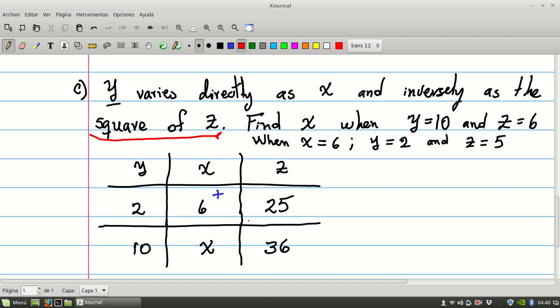Now, we know that when y increases, x increases, and z decreases. Okay, this is what we know according to the information of directly as x and inversely as the square of z. But here is the thing, what happens if the one that increases is x? What's gonna happen?